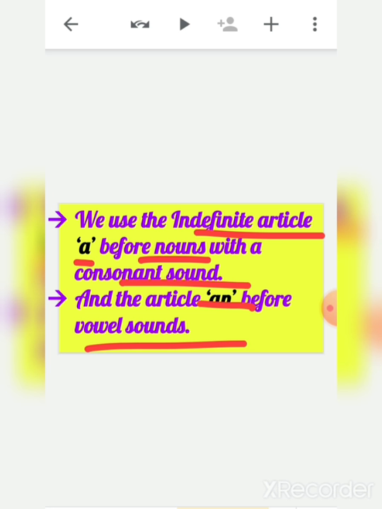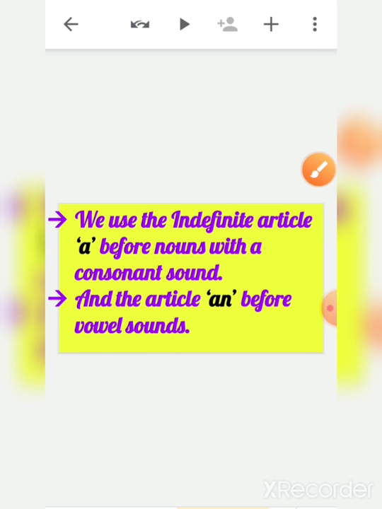See, listen here, children, clearly. We're not talking about a consonant word or vowel word, we are talking about consonant sounds and vowel sounds. If the word is getting a consonant sound, you will put a, and if the word is getting a vowel sound, you will put an. You will not see the alphabet only.